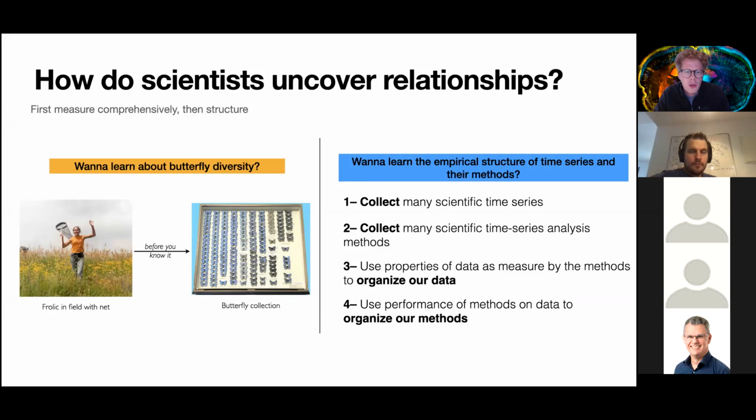And so just like if you want to learn about what types of butterflies there are, how big their wings get, what types of colors, what are the different shapes you find, you need to measure lots of butterflies, right? That's your starting point. And so on the right here, if we want to understand the structure of time series and the methods we use to analyze them, we first need to collect many time series from across different disciplines, and collect different analysis methods where people try and quantify the structure in those time series. And then our approach is going to be to use the properties of the data as measured by the methods to organize the data. So we can put similar pieces of data close to each other in some space.